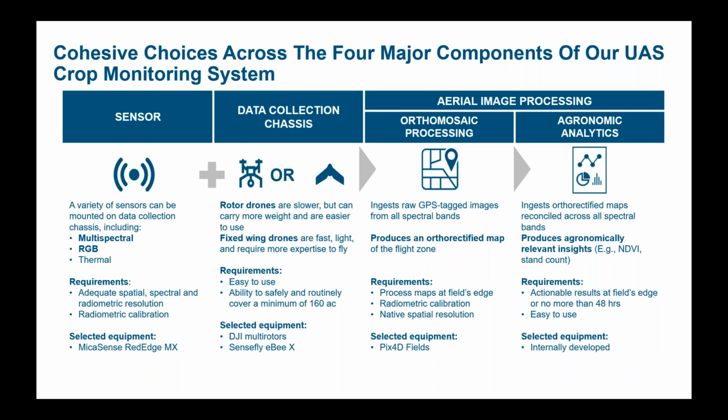And then finally, the last piece of our system is the agronomic analytics. And this is where all the power comes from. It really does you no good to fly a field if you don't have some sort of actionable result. So that should always be your goal, is you need to give the farmer some piece that he can actually take action on. And so by using the whole system that I previously described, we're actually able to make some of our own analytics to where we can start to develop actionable results, either at the field's edge with Pix4D and some of our own processing, or within no more than 48 hours.